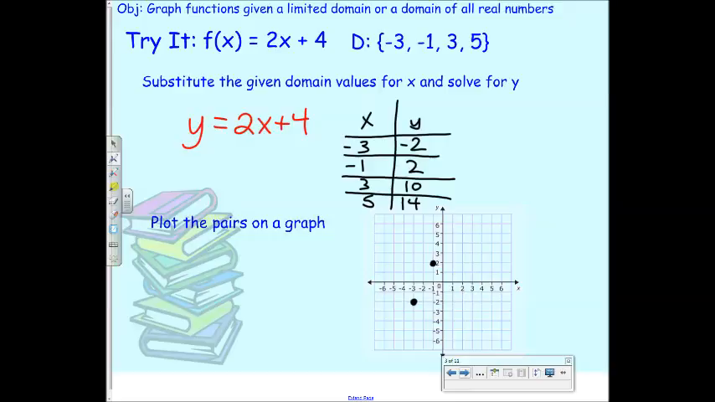The next one is 3, 10. So I'm going to have to go off the graph. This would be 7, 8, 9, 10. And then the last one is 5, 14. So I'm going to go 1, 2, 3, 4. All right, and there's my line.